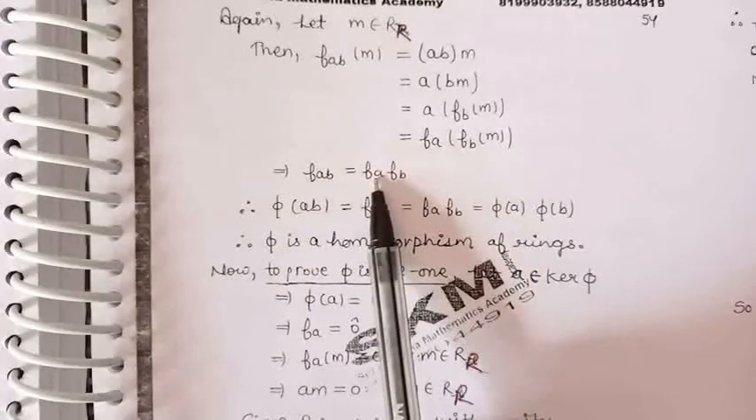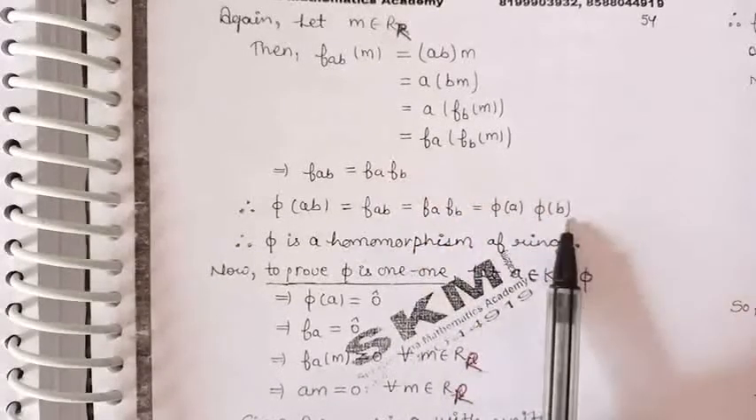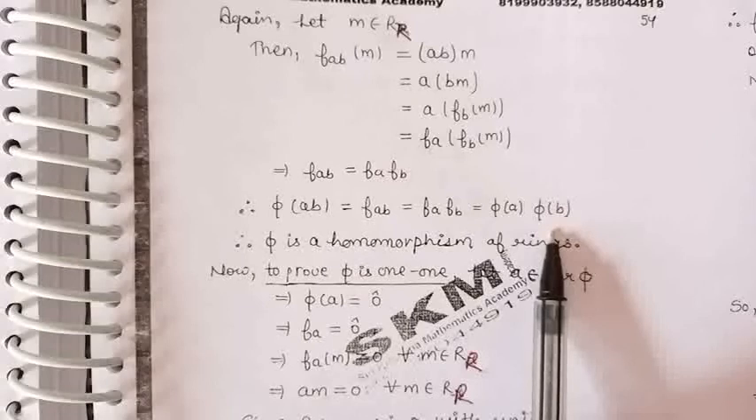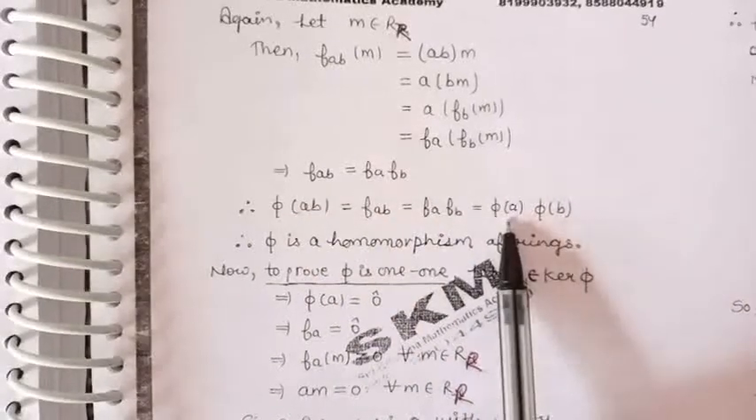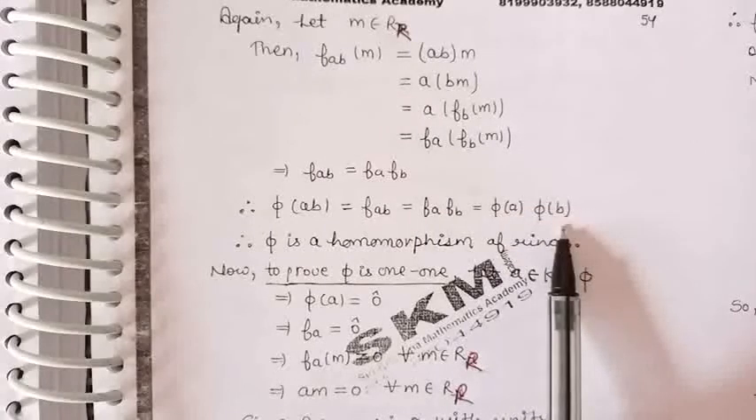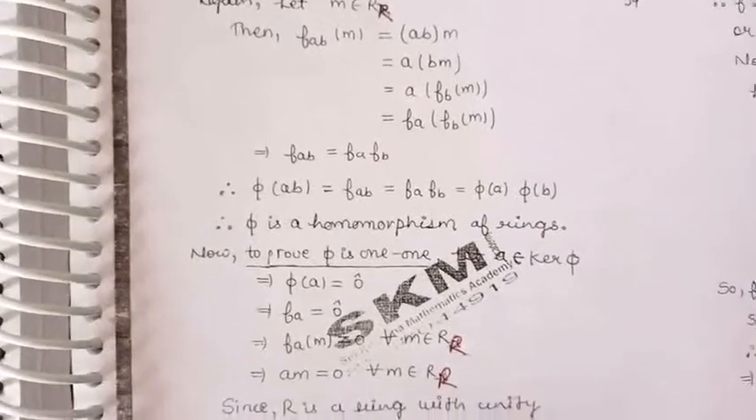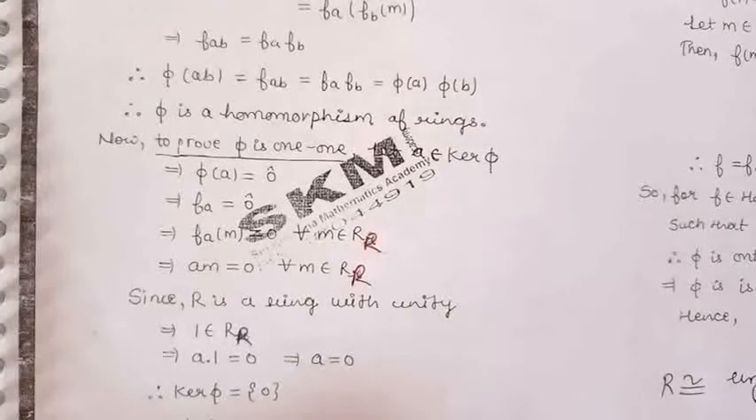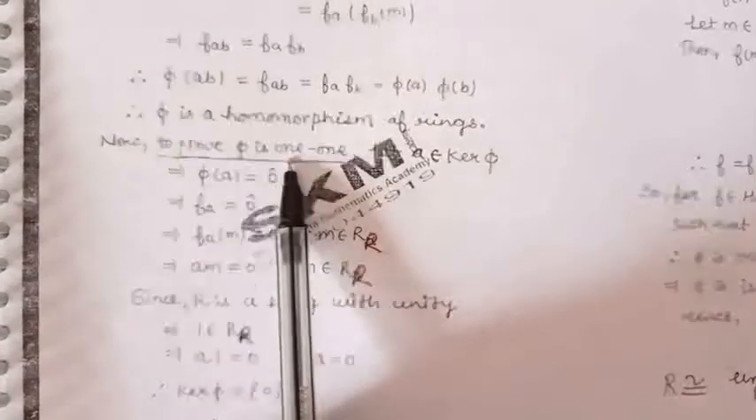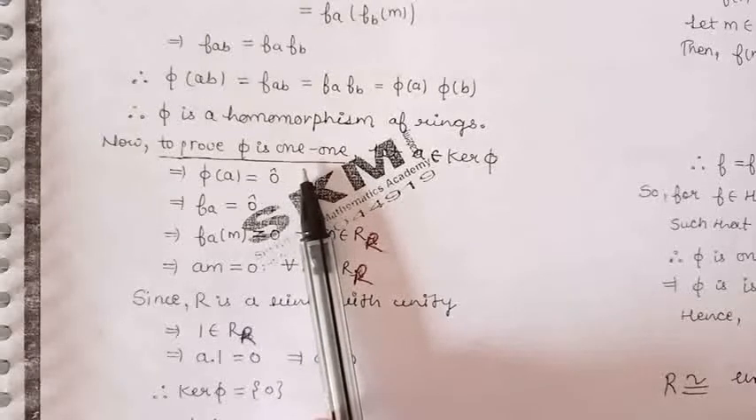f_a is the image of a under phi. f_b is the image of b under phi. So we have proved the image of ab under phi is equal to the image of a times the image of b. So this proves that phi is a homomorphism of rings. Now next we prove that this mapping phi is 1-1. To prove that the mapping phi is 1-1, we will prove that its kernel is 0.